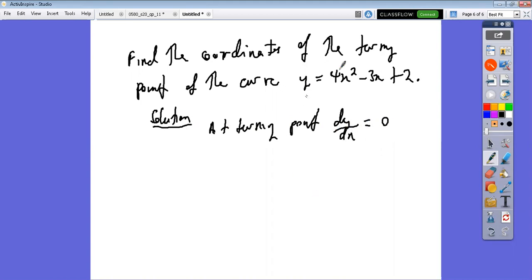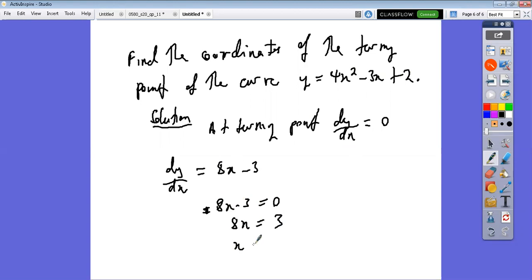That's the first thing. So now let's differentiate this. Dy over dx is equal to 4 times 2, 8, x to the power of 2 minus 1 is simply x. This, we said x always gives you 1, so it's minus 3. Then this gives you 0 because it's a constant. And we said this should be equal to 0. So let's find the value of x straight away. Move the 3 to the other side: 8x is equal to 3. So your x coordinate is 3 over 8.